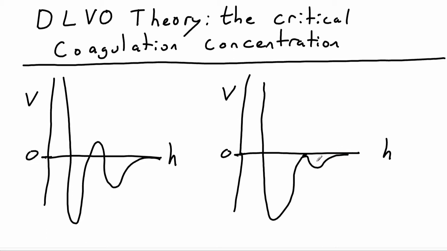So the particles will come together into the secondary minimum and fall into the primary minimum. And at that point, the colloid's dead. It's irreversibly, all the particles are irreversibly stuck together. So the concentration of salt that will induce this, we call the critical coagulation concentration, or CCC. We want to know what concentration of salt that is. So let's figure out for spherical particles what concentration of salt will induce rapid coagulation.